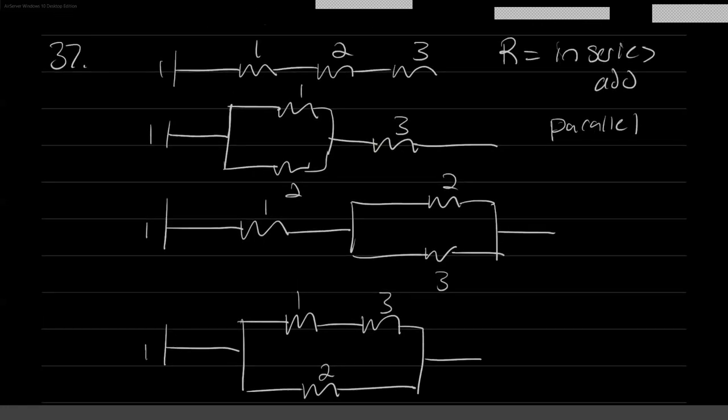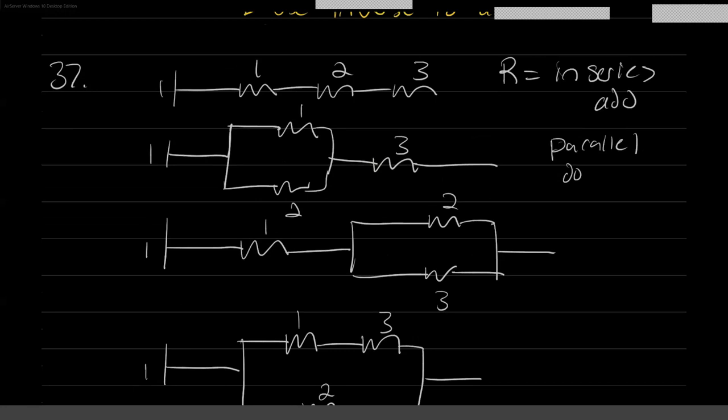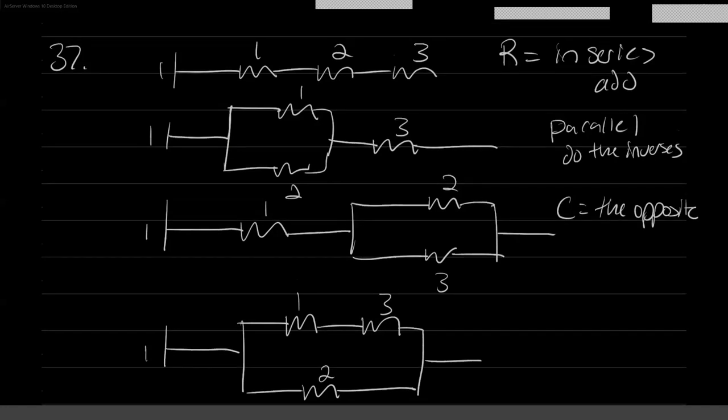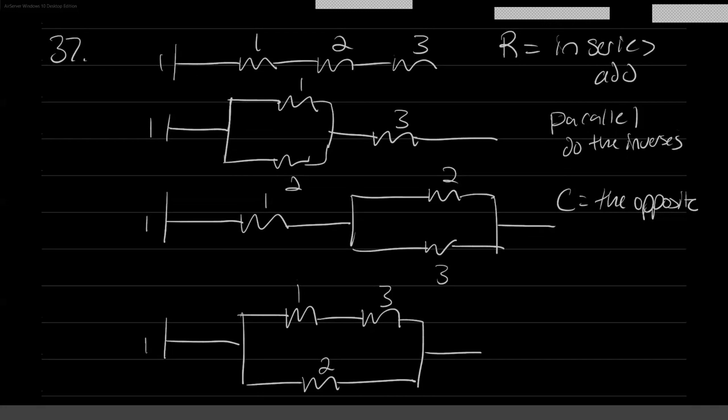In parallel, you do the inverses. And then for capacitors, it's the opposite. So that's the kind of idea here. You'd think, in here you'd add them all. These ones we'd have to do the inverses, and then after you do that, add them. It'd be the same thing for this one, but just different values.